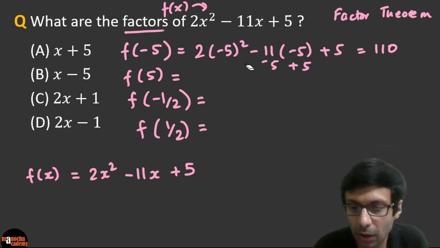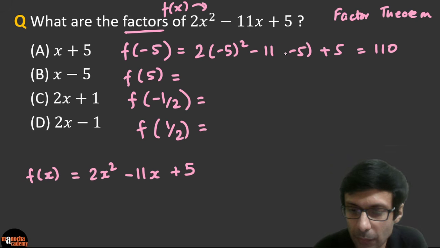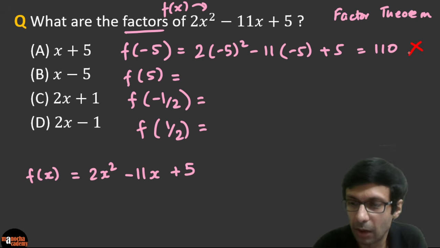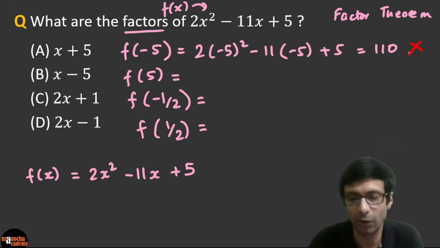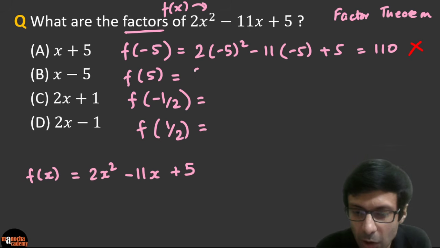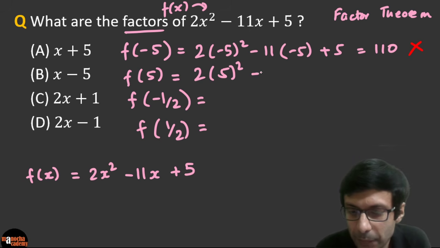So the first option, x plus 5, we need to substitute f of minus 5, right? I think I erased something here accidentally. If we substitute that, we are getting 110. So this is not a factor because the value should turn out to be 0. Now let's try f of 5, guys. Pretty simple. So 2 times 5 squared minus 11 into 5 plus 5. And what are we getting here?